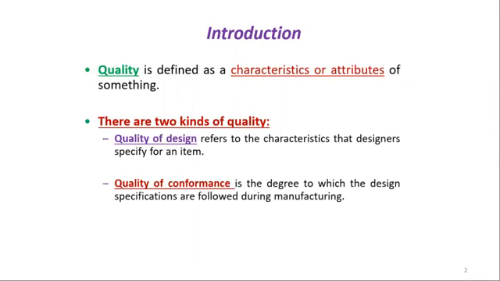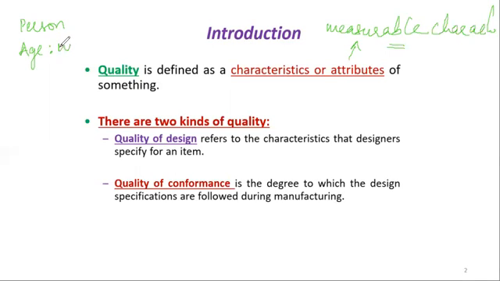Now there are a few terms that we need to know. Starting with the term quality. Here quality is defined as a characteristic or attribute of something. Now, what is actually an attribute? An attribute can be said to be a measurable characteristic. Suppose there is a person, for that specific person, the attribute can be his age. Now, this age is a measurable characteristic.